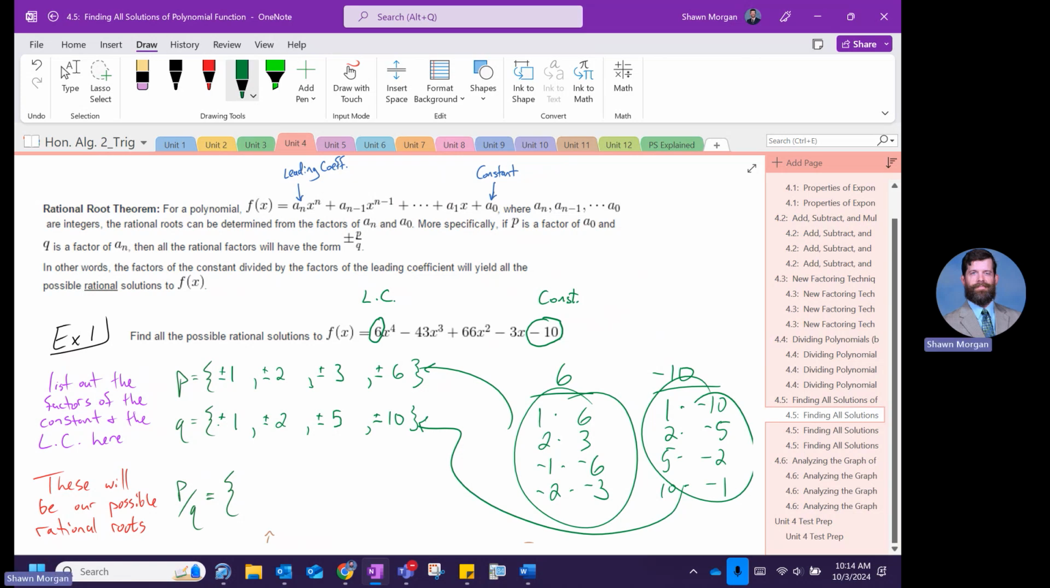Okay. So here's what we're going to do. Now we're going to, well, I told you we're going to have a little fun. We're going to mix and match. In other words, we're going to take a number from our first list and divide it by a number from our second list and see what shakes out.